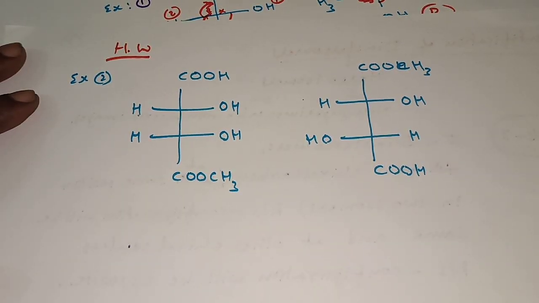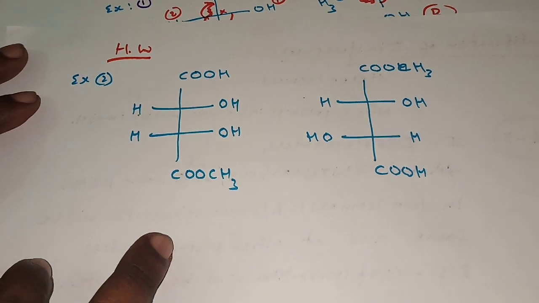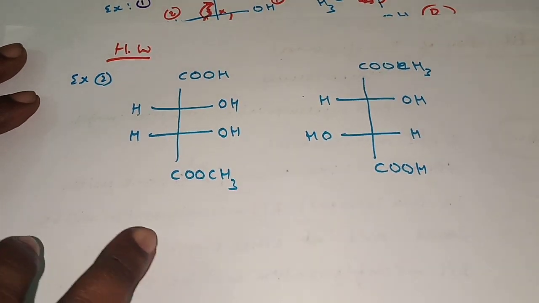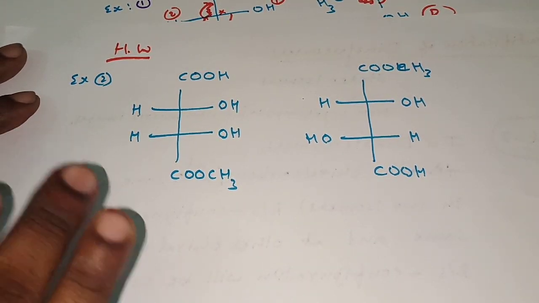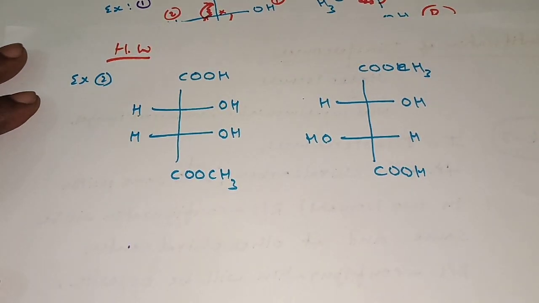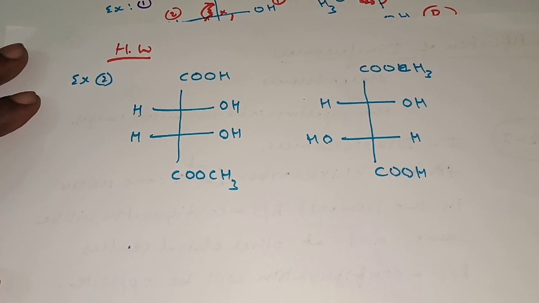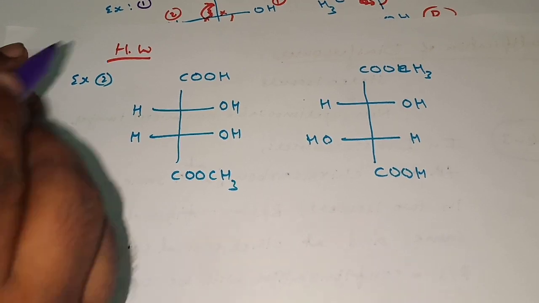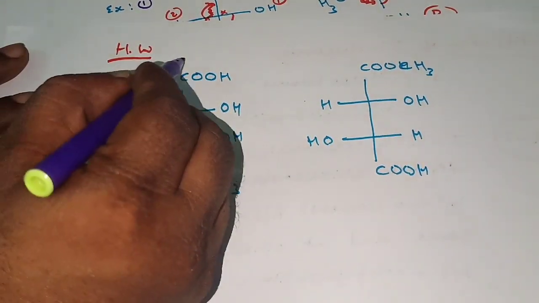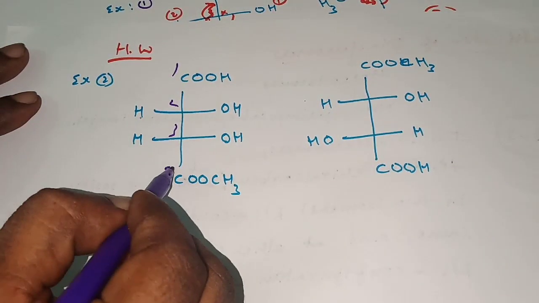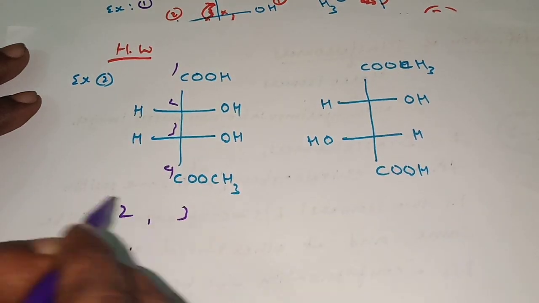Guys, here I'm giving you one more practice example, to identify whether these are diastereomers or not. Please find out the absolute configuration and identify whether they are diastereomers, enantiomers, or identical compounds. For that, again I'm reminding, give the numbering. If more than one chiral center is there, don't forget to give the numbering in the right way. So carboxylic acid, ester, carboxylic acid, first, second, third, fourth. Second carbon and third carbon are the chiral carbons.